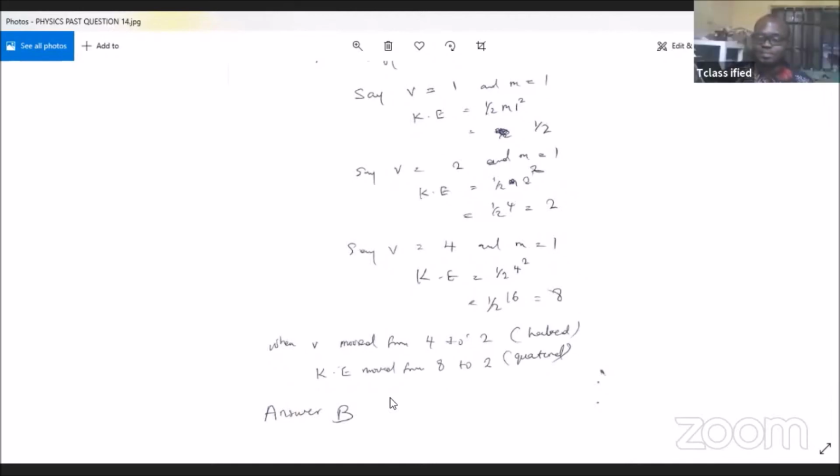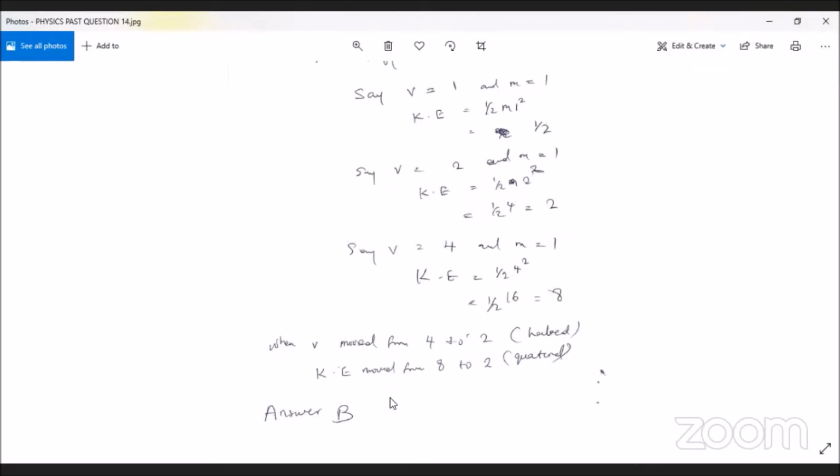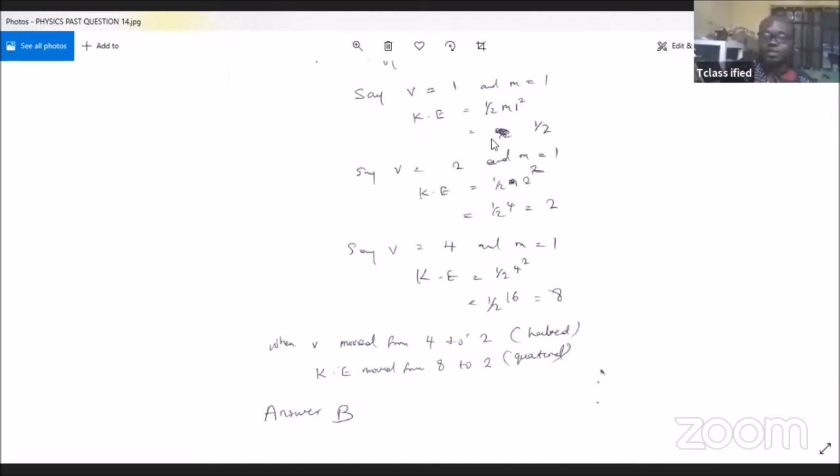Is it clear? Yes, sir. Did you see the way we approached it? You have to take note of the approach. That's what matters. We assume the mass to be 1. This is the formula that you're going to use, but you assume m to be 1 in all the cases. Then you just vary the speed using any value. It mustn't be 2 and 4. It can be any halving value. You can use 3 and 6 because you know that 3 is the half of 6. If you do it, you will see that it's being quartered also.